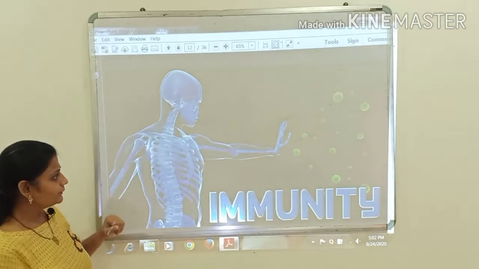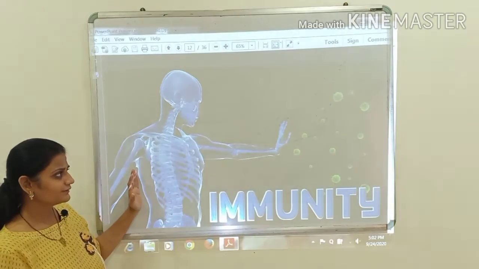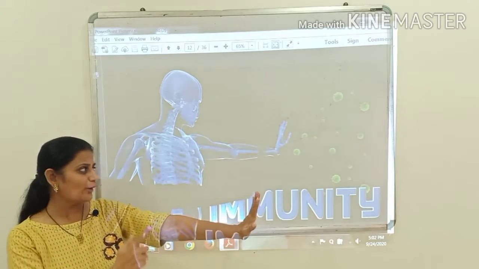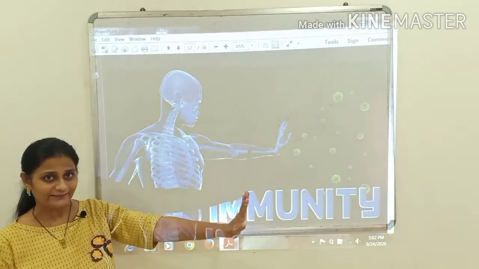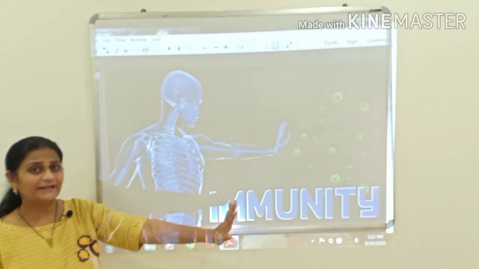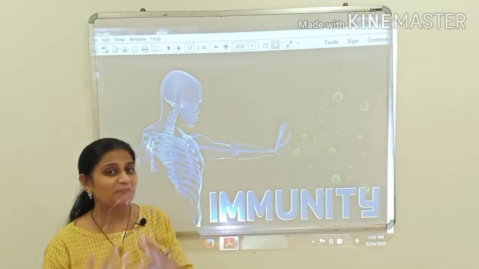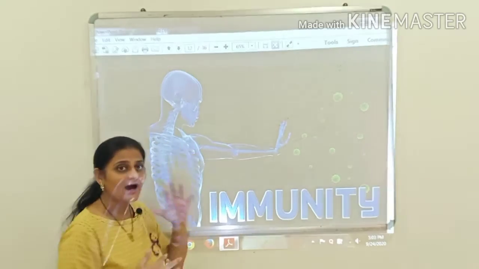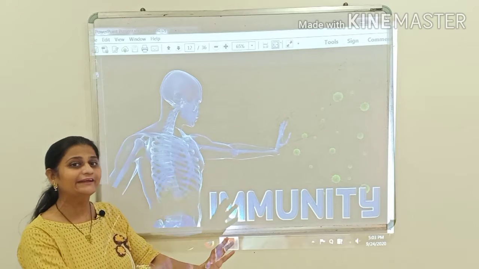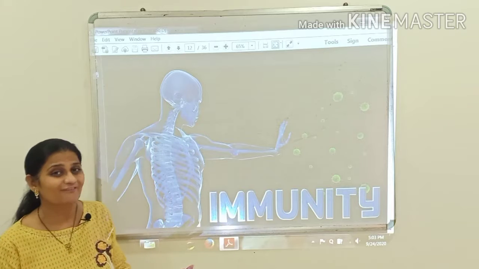Okay, now what can you see in this picture? Can you see the picture? The body is stopping the viruses to enter the body, right? You can see these are the viruses. So the body is stopping the viruses to enter the body, right? So in today's class, I'll be explaining to you how to stop or how to prevent the entry of the pathogens or the disease causing microorganisms in our body.